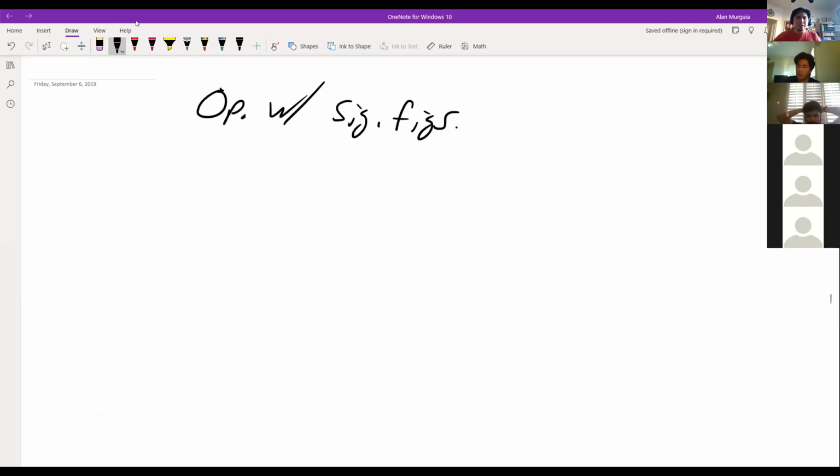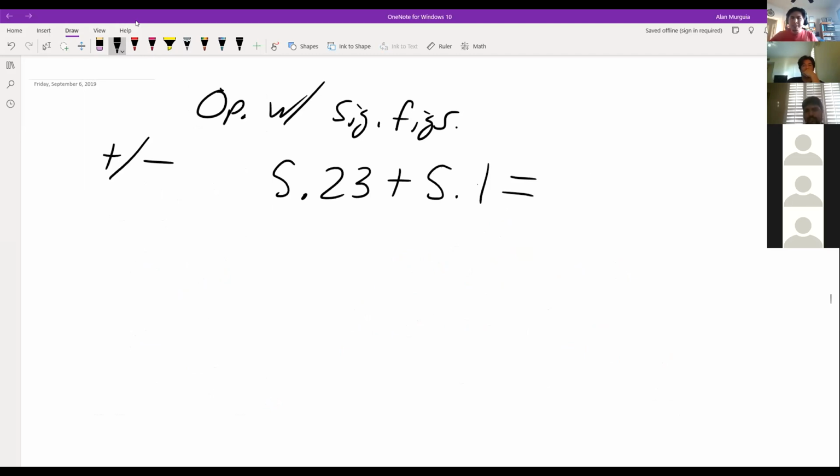So let's say we want to add or subtract sig figs. Say we have 5.23 plus 5.1. Who can tell me how many sig figs my final answer would have? 2 significant figures. And why is that? Because 5.1 has fewer significant figures than 5.23, and you always go with the smallest number of significant figures.